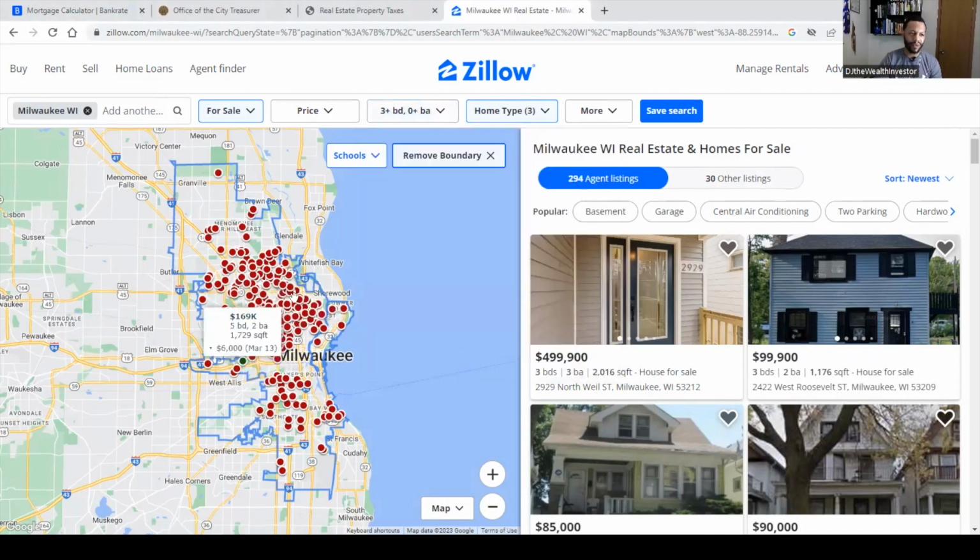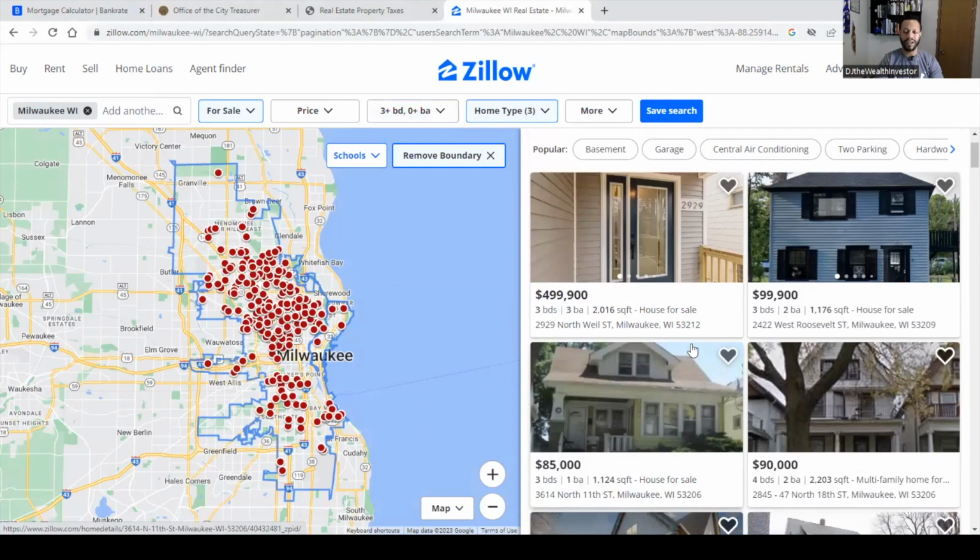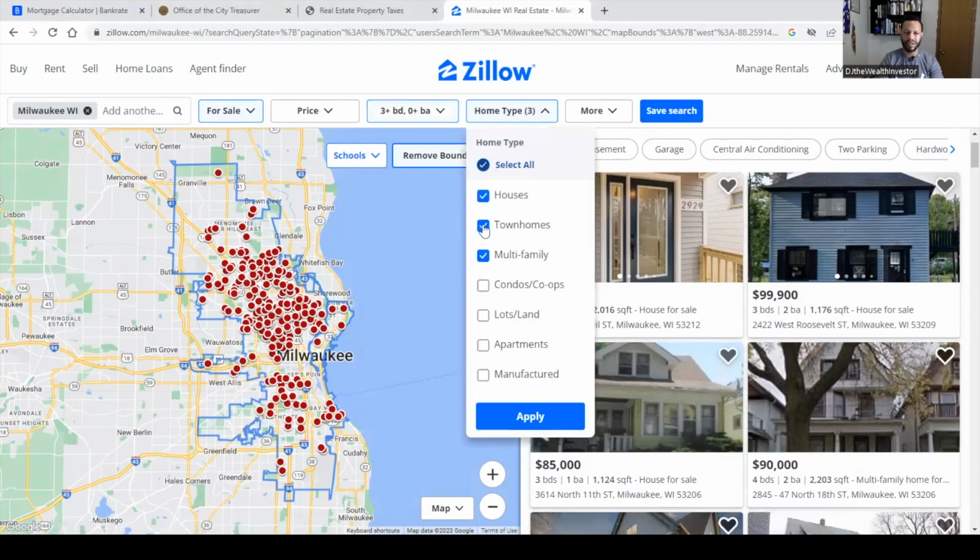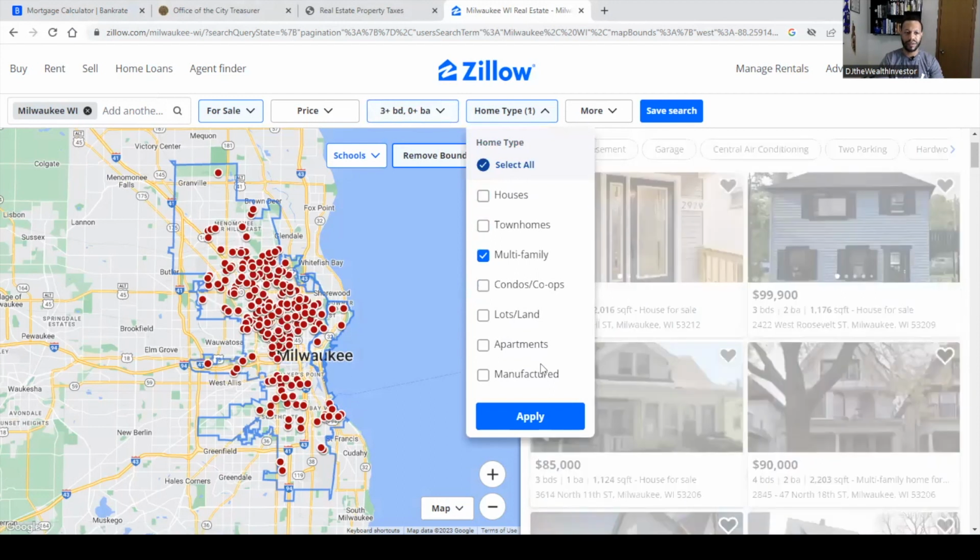You can map off what side of town you want to be in, etc., based off of your price range. Since we talked about doing a property for about 100,000, let's stay in that ballpark then. Let's look at this one. Let's say multifamily though, since we're looking at duplexes, right? So let's do multifamily.